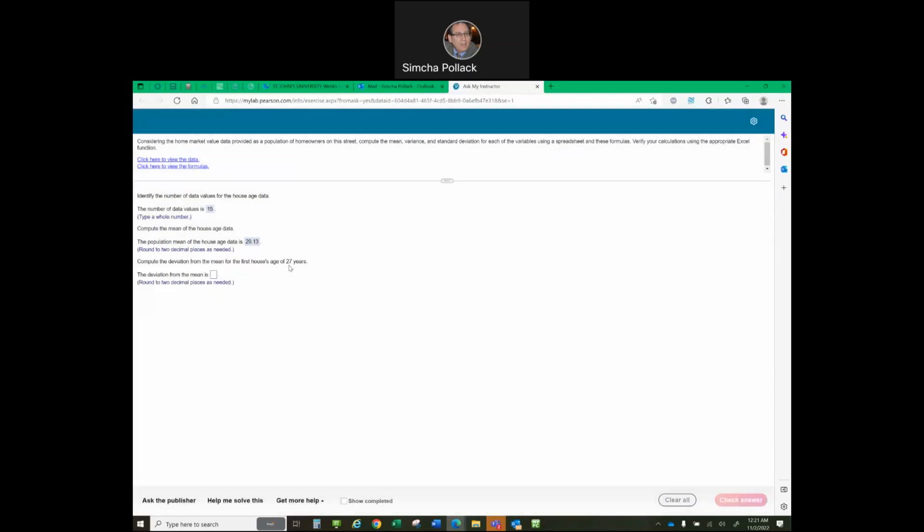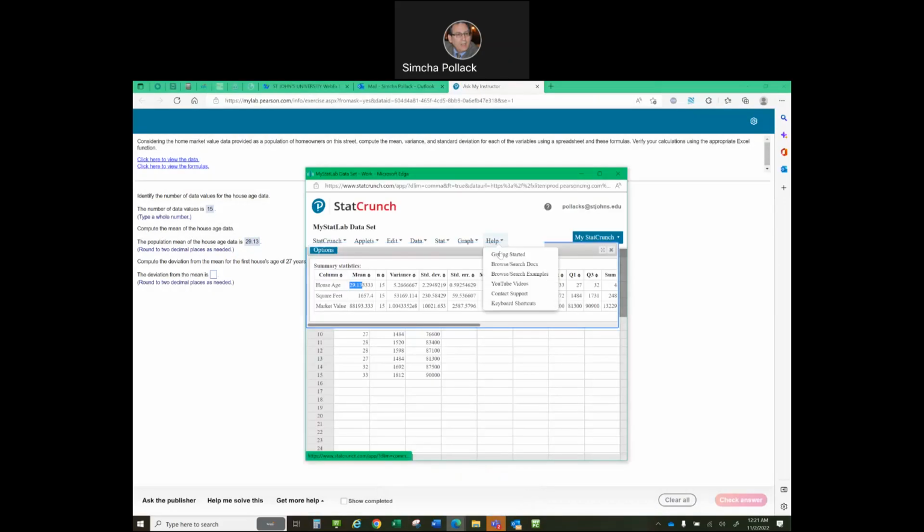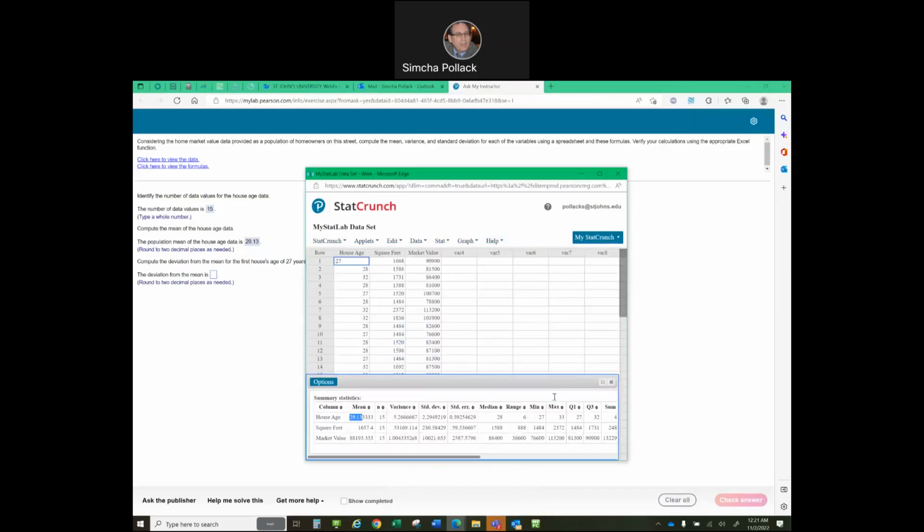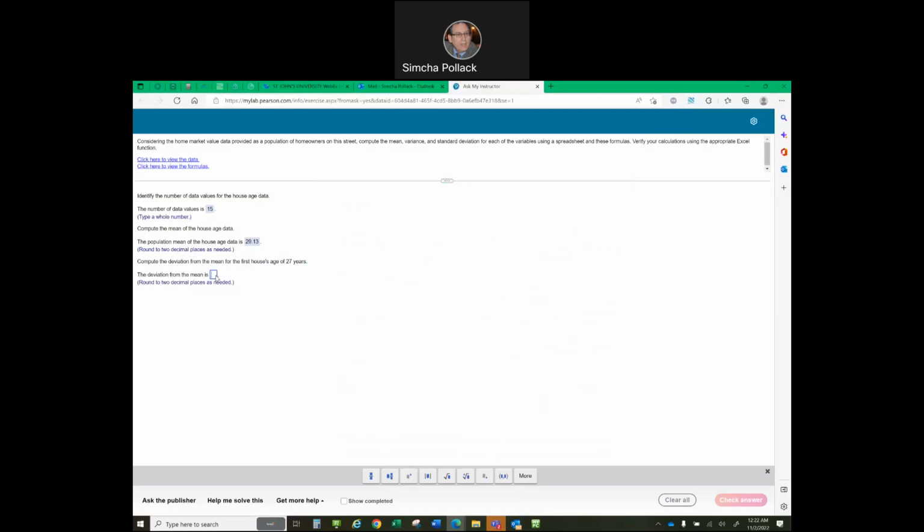Compute a deviation from the mean for the first house age of 27. So let's go. The first number is 27. The deviation is how far from the mean. So it's basically 27 minus the mean. So 27 minus 29.13 is minus 2.13. You can do that on the calculator. Minus 2.13. Again, it's the score minus the mean.